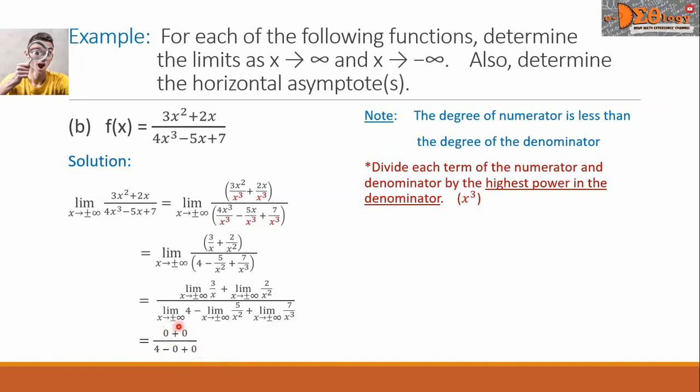Simplifying this, 0 plus 0 is 0 over 4 minus 0 plus 0 is 4. So 0 over 4 is simply 0. So the limit of the function as x approaches plus or minus infinity is 0. So for the horizontal asymptote, we will copy this value and we write y equals 0. This is the horizontal asymptote.